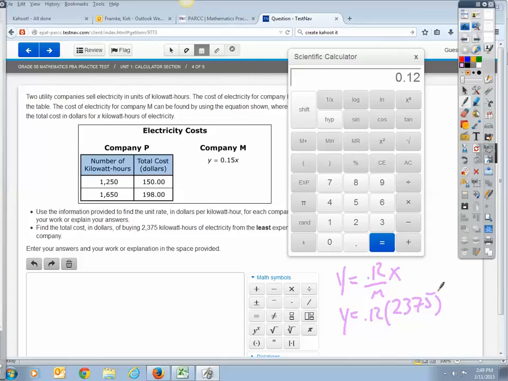Let's multiply it out. Okay, that's really not what I wanted. It squared it. Isn't that kind of cool? So if I do 0.12 times 2,375, I will get $285. And so you would have to write out the equation that you have and then say that y is equal to $285. And that's what you're being expected to do in this problem.